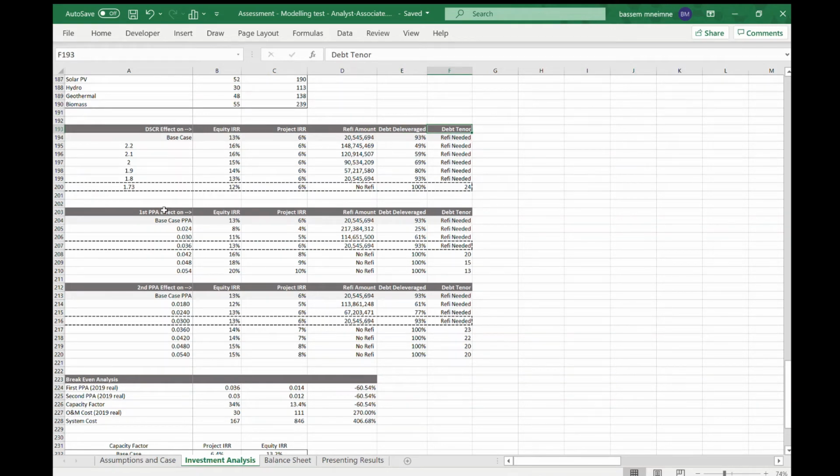And I include that for the first PPA also. So I do a sensitivity on the first PPA and a sensitivity on the second PPA.